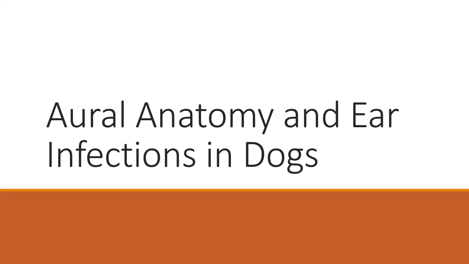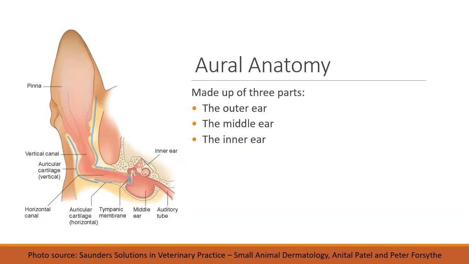Today I will be talking about ear anatomy and ear infections in dogs. We will start by going over ear anatomy. The dog's ear is made up of three parts: the outer ear, the middle ear, and the inner ear.